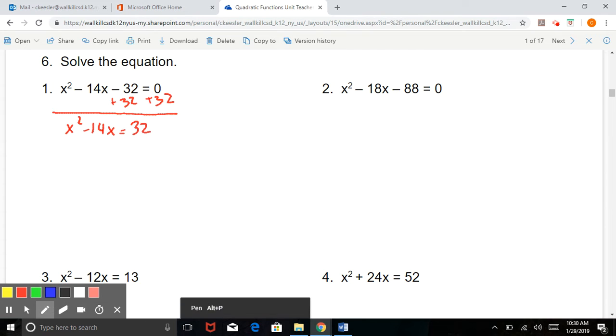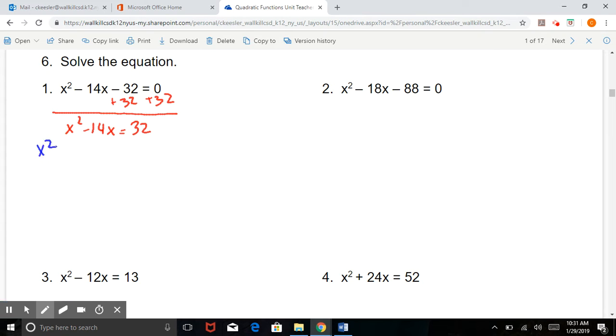Second step is to find half of negative 14. Half of negative 14 is negative 7. And then square it. Negative 7 squared is positive 49. So we're going to add in 49 and subtract 49 from the left-hand side of the equation. So we have x squared minus 14x plus 49 minus 49 equals 32.